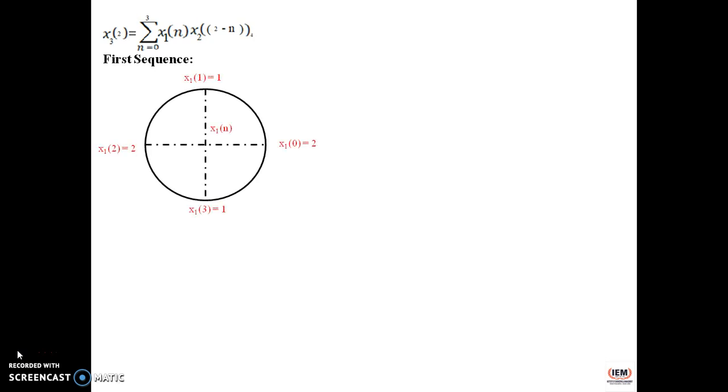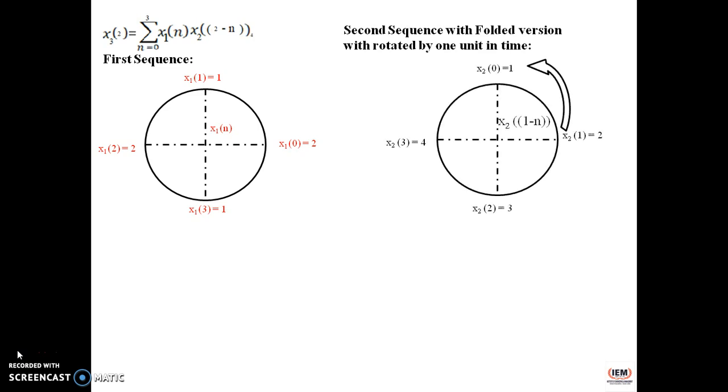Now for the next slide, here again find out the value of x3[2]. Same process here: we take the first sequence same as the last two cases, then consider the second sequence as the folded version, rotated in the anti-clockwise direction by 2 units as per the formula.